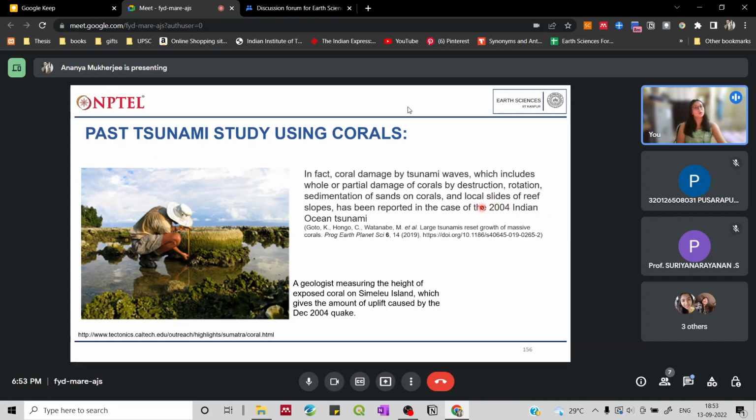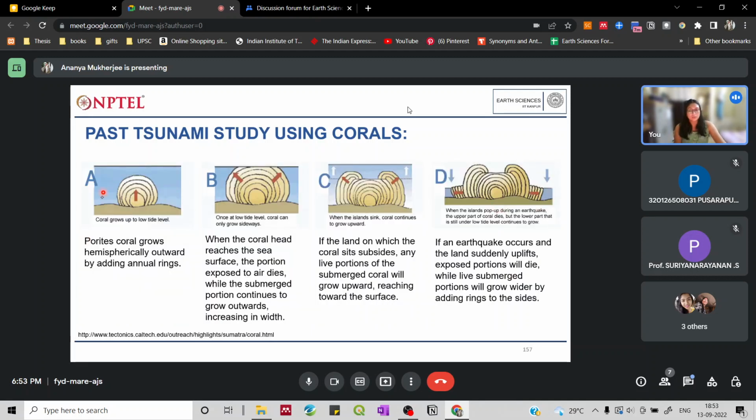Now if you want to understand the kind of sea level changes due to tsunami, we can understand by the way these corals grow. These are called porites, okay. These are kind of circular looking corals, okay. As given over here, the coral is growing upwards, but in a hemispherical way outwards, okay. There is a layer, then there is another layer, okay. Annually it will form rings, and this will only happen at low tide level, okay. This coral will grow only below the sea level surface, okay.